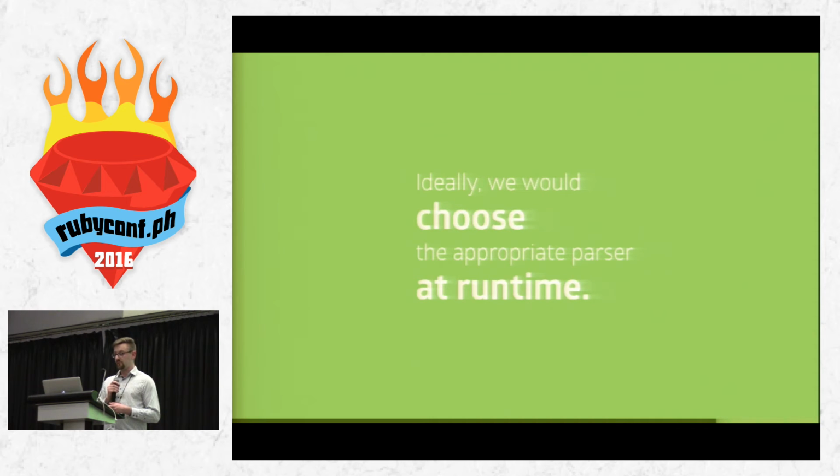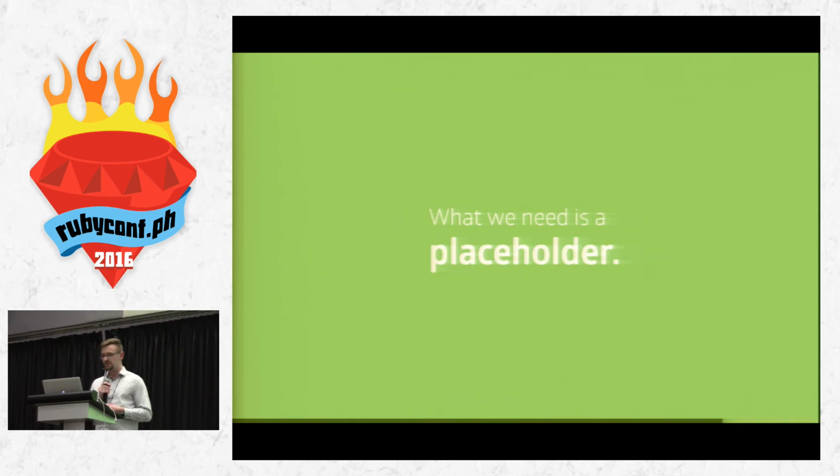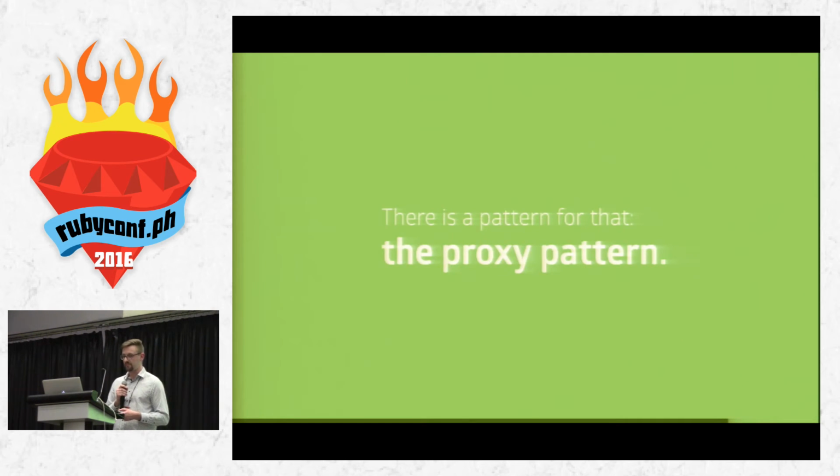And so what we really want is to be able to choose the parser at runtime in our pipeline. So what we need is a placeholder that acts as our parser but can be replaced at runtime. And we often refer to that as a proxy.